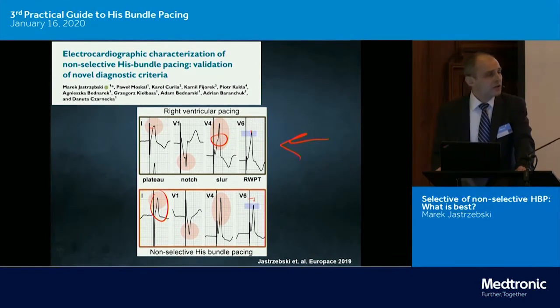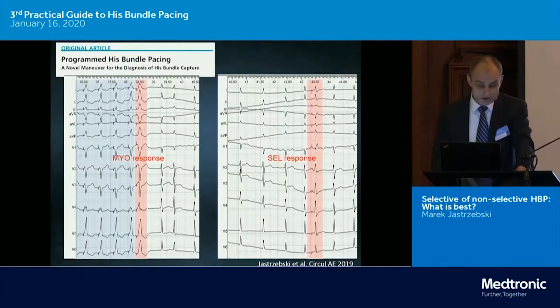And it impacts the answer to our question, is non-selective capture inferior or not? If we had selective capture, we wouldn't have to think about that because selective capture offers a straightforward diagnosis of whether we have His captured or not. Non-selective capture is inferior in that respect because we don't know that obviously.